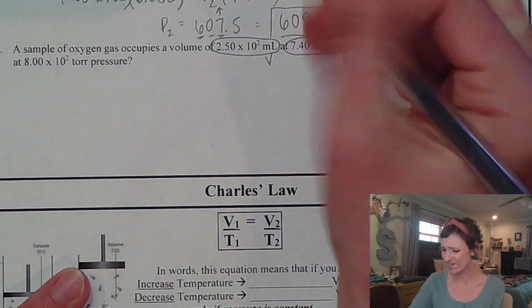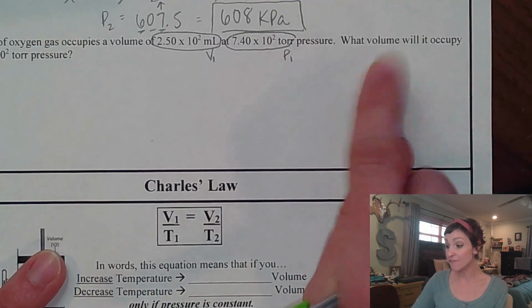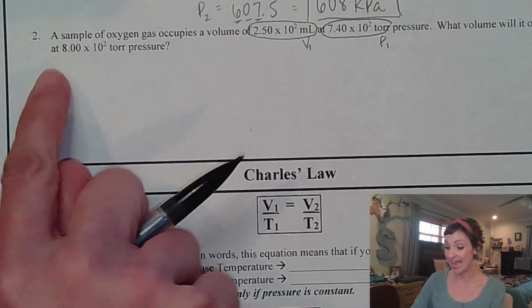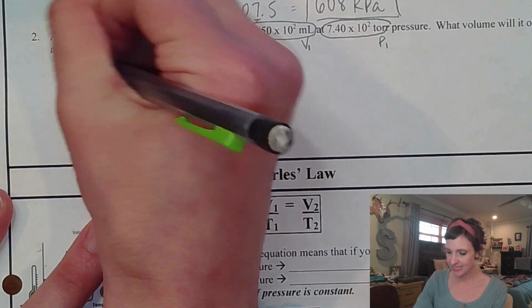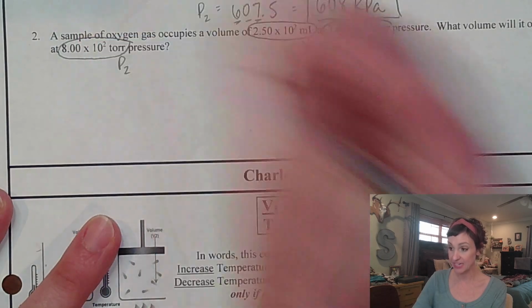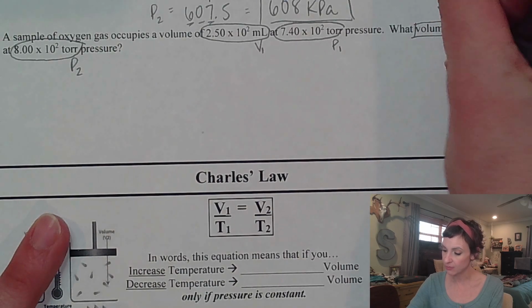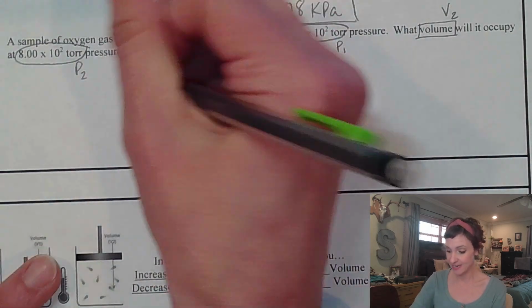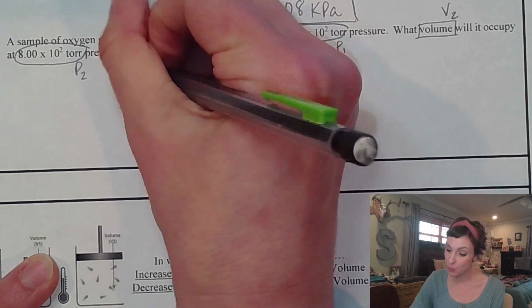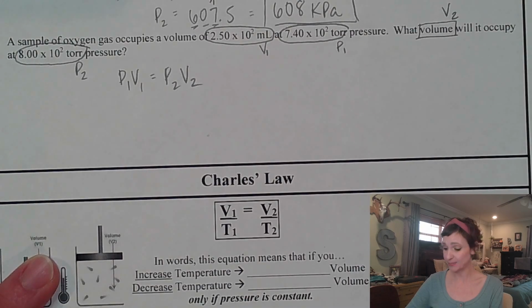Oh my gosh, these are my initial conditions, my first volume, my first pressure. Then it says, what volume will it occupy at 8.00 times 10 to the second torr pressure? So this is my new pressure, my P2. They're asking me to solve for V2, the volume. So Boyle's Law, I can totally see I got V's and P's. So my Boyle's Law equation is P1 times V1 is equal to P2 times V2. I'm ready to substitute in.